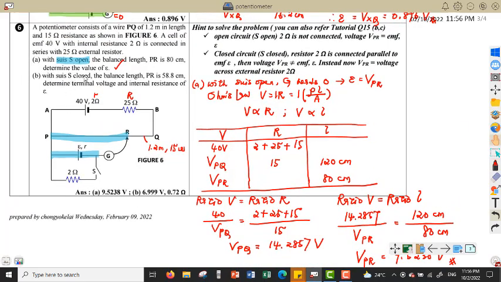B. With switch S closed, now the switch S is closed, we find out that the balance length PR become 58.8 cm. We want to determine the terminal voltage and the internal resistance of EMF. So we want to find the internal resistance of this EMF battery. So from question A, we already get the EMF of the battery. The EMF of the battery is around 9.5238 volt. So now we want to find the internal resistance and the terminal voltage.